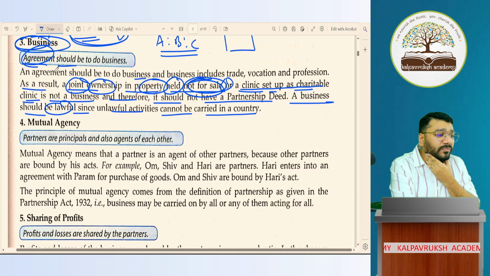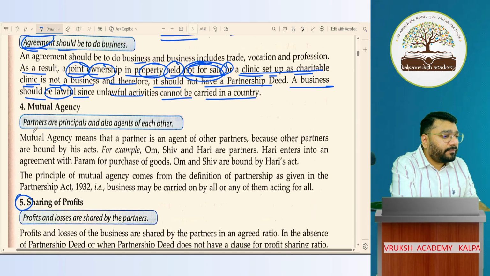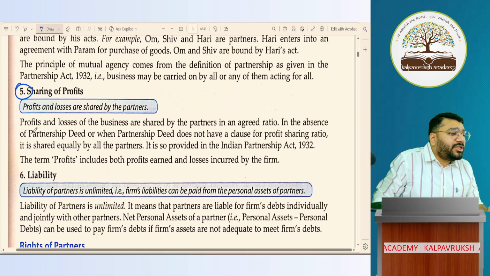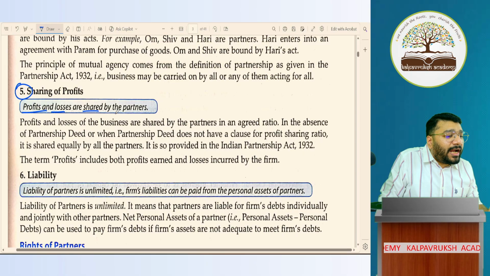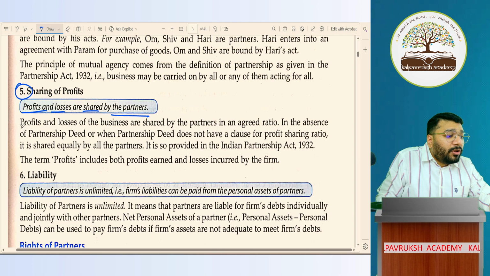Now, the fourth point, I'll do it later. Coming to the fifth point, sharing of profit. Profit and losses are shared by the partners. What are they trying to say? Profit and loss of the business are shared by partners in an agreed ratio.